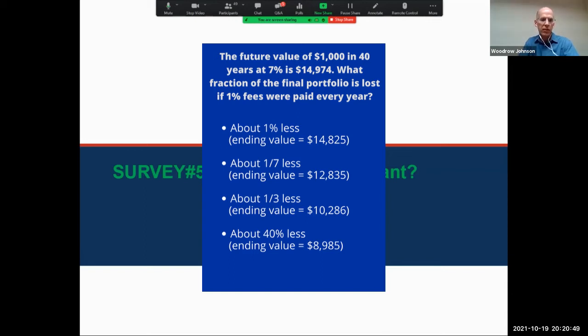If I pay 1% in fees on this investment per year, every year, how much smaller is my portfolio in 40 years? So don't get a calculator out, just your intuition, just guessing. How much do I lose over my 40 years if I pay 1% in fees per year? With a calculator, you get the actual answer here, but just your intuition, what does your gut tell you?